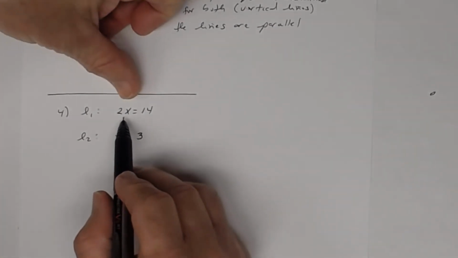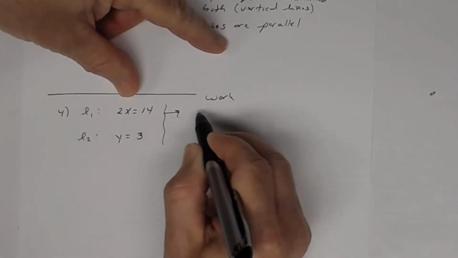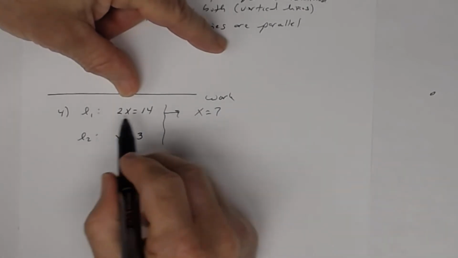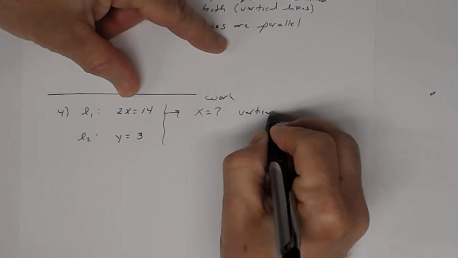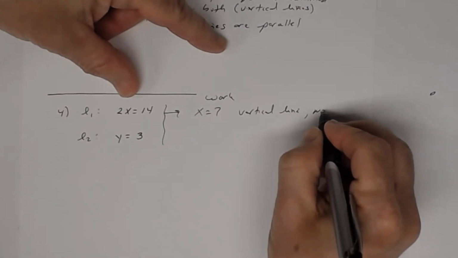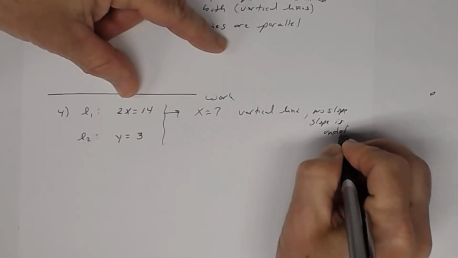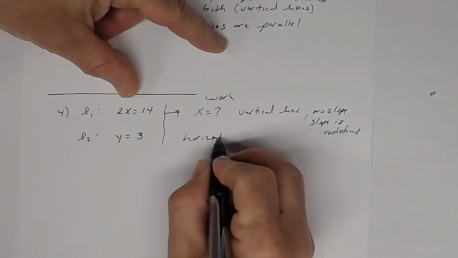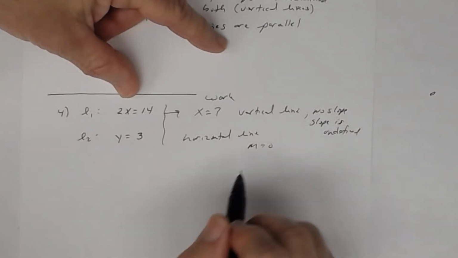Okay. Let's get x by itself here. So first of all, here's your work. This becomes x equal 7, right? 14 divided by 2, x equals 7. Now, this line, x equals 7, there's no y value, so that's a vertical line, correct? So it has no slope. The slope is undefined. This line right here, y equals 3, that's a horizontal line. And we know the slope of a horizontal line is 0. So this slope is undefined, this slope is 0.